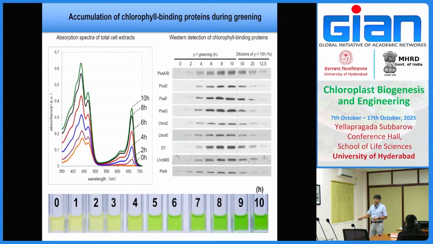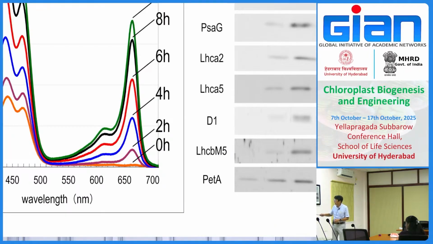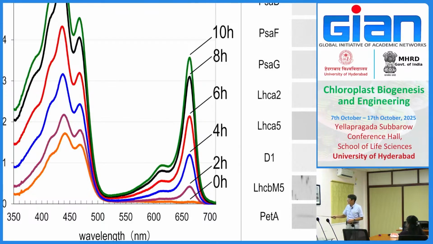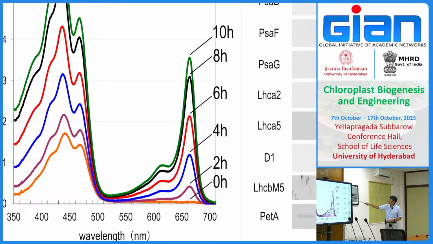I showed this before, but just to remind you of the process. From zero, dark-grown Y1 cells, yellow cells, and then greening, you extract the pigments and measure the absorption spectra. At 0 hours, there's no chlorophyll, only accumulation of carotenoid. And during illumination, the chlorophyll accumulates.